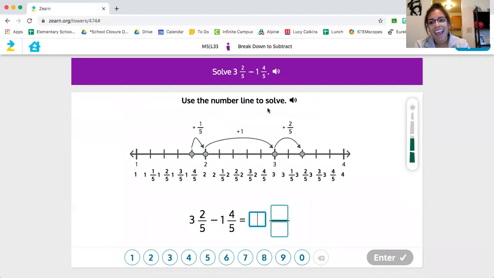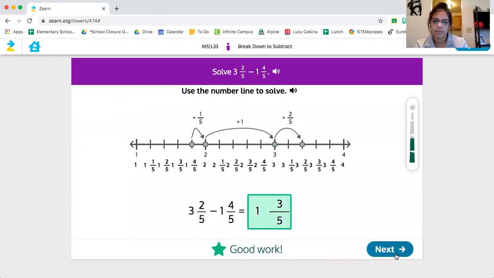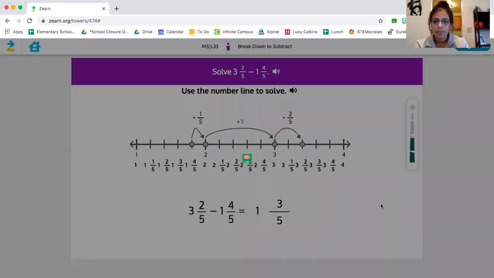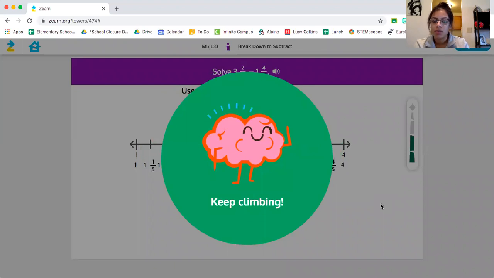So now I can add all of these hops that I've made together because I found the space between the two. I found the difference between 3 2/5 and 1 4/5. I have one whole, and together I have 2/5 plus one more fifth to get me 3/5. So my solution, my difference is 1 3/5.